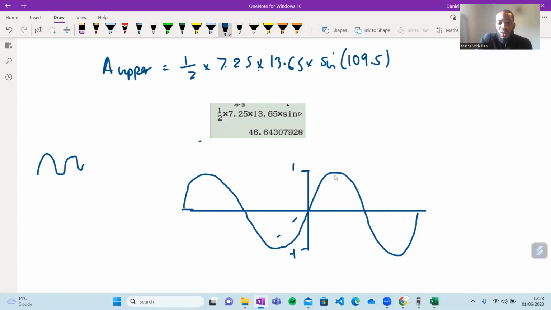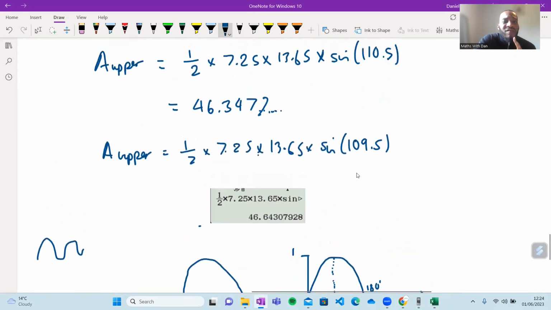Now, we have a high point here. Can anybody tell me what value this is? That's at 90 degrees. Thank you very much, Emilio. It's at 90, this here is at 180, this here is 270, and this here is 360.